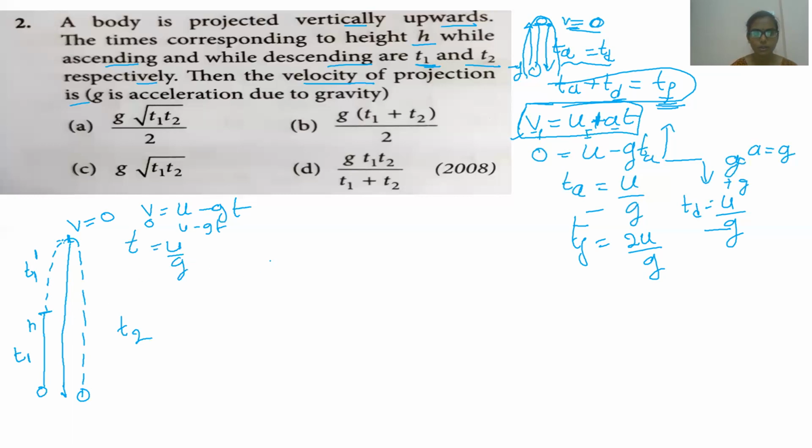Here you can see the figure there, t1 plus t1 prime. We can observe t1 plus t1 prime. That will be equal to what, children? That will be equal to t2, right? Can we write it like this?